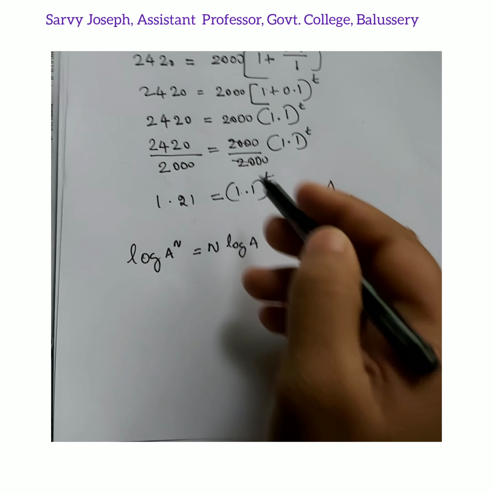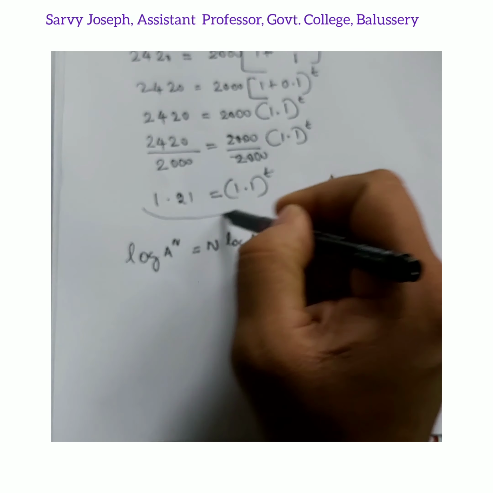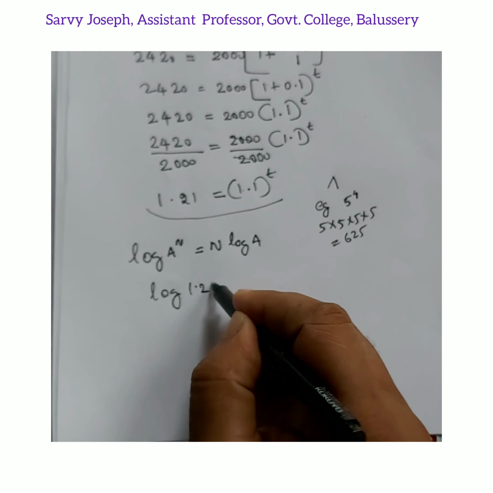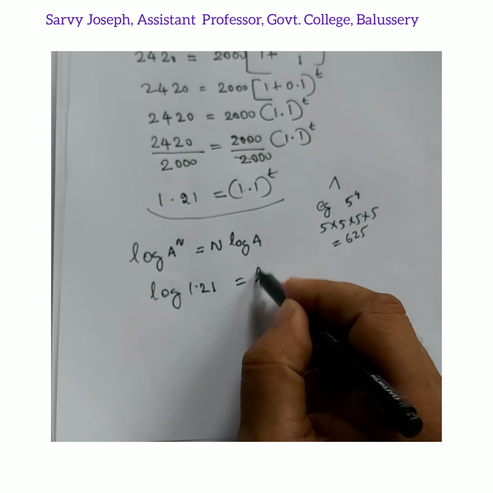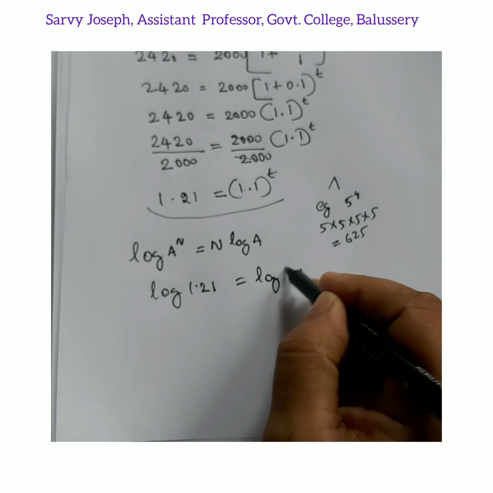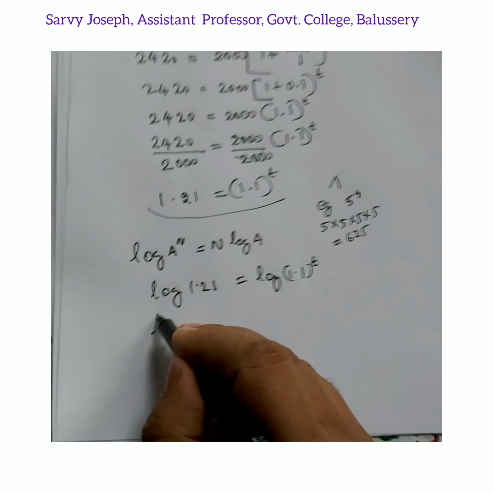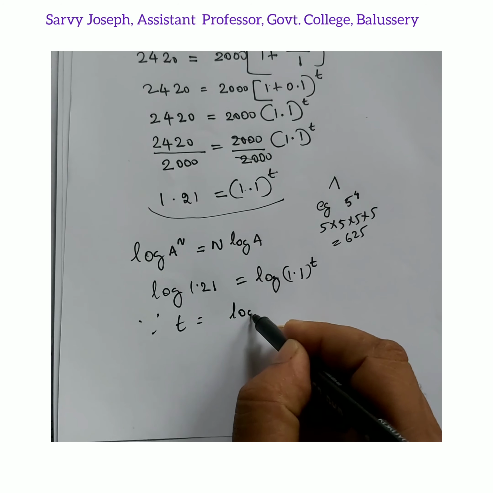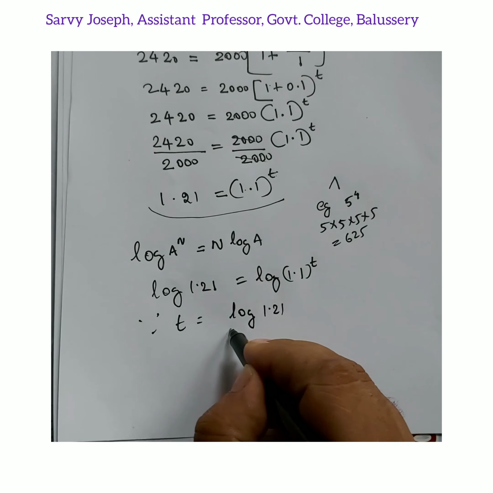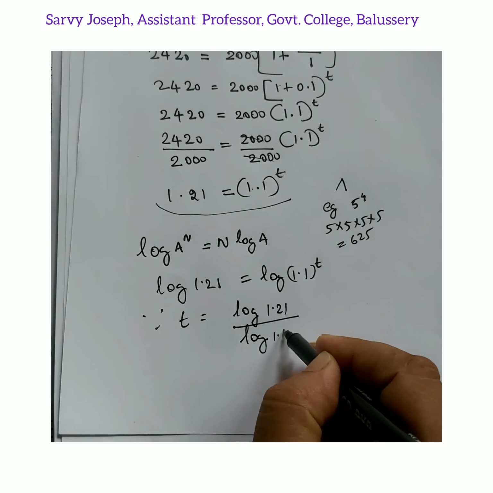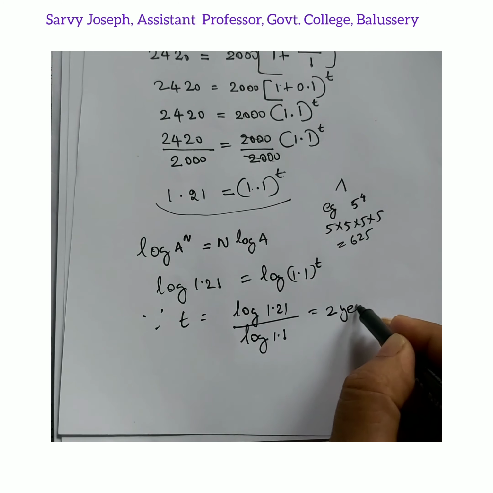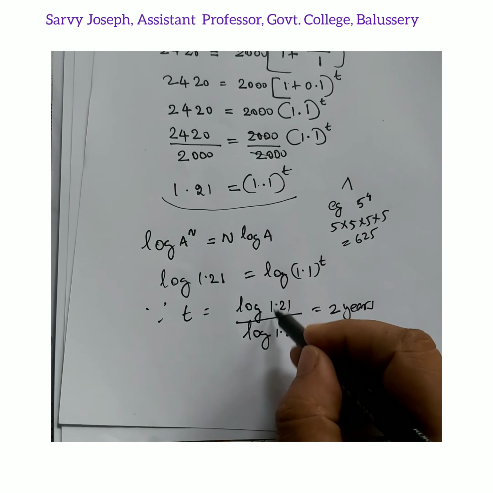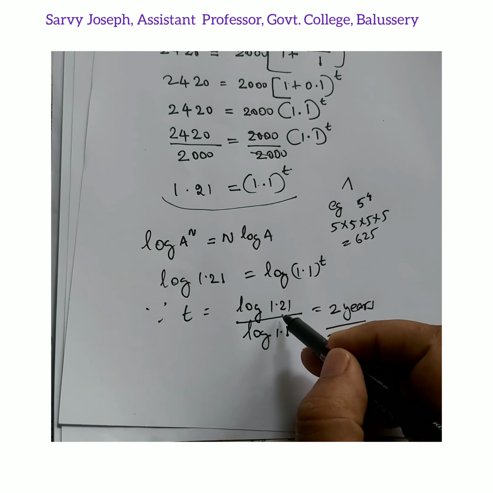So we can rewrite our equation here. This equation can be rewritten as log 1.21 is equal to t log 1.1. So t can be found out by log 1.21 divided by log 1.1, that is 2 years. I will show you how to calculate log with the help of a calculator.